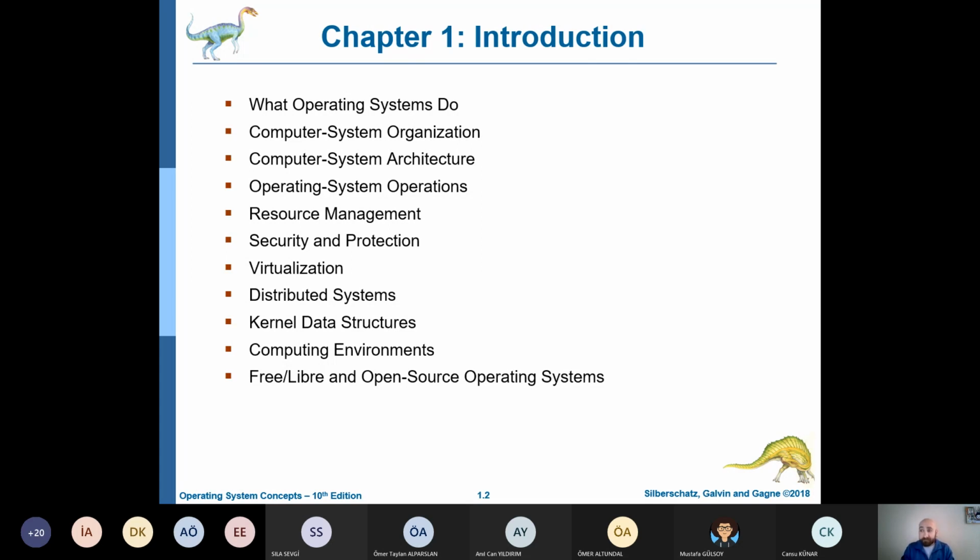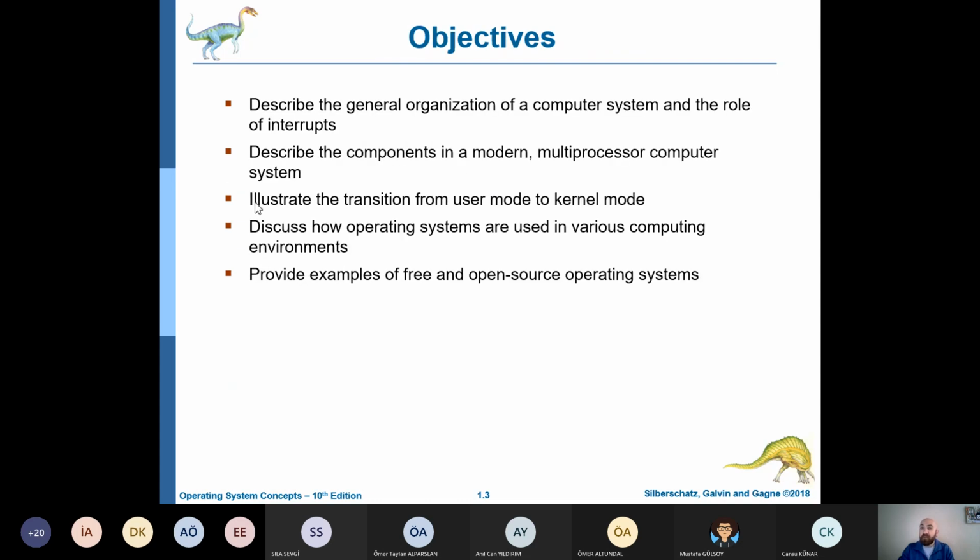So we are going to cover operating system operations, resource management, security and protection, virtualization, distributed systems, kernel data structures, computing environments, and maybe we can discuss the free, libre, and open source operating systems. And these are our objectives for this chapter.